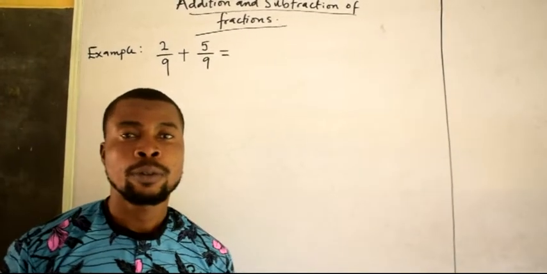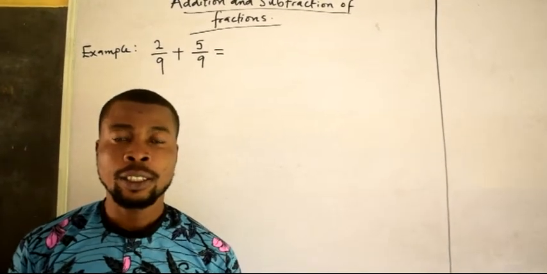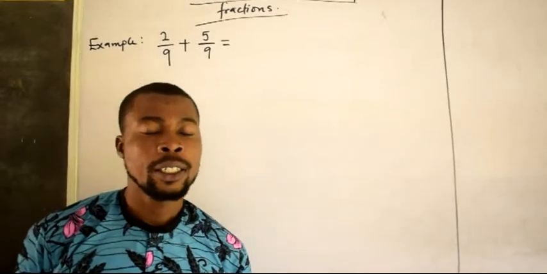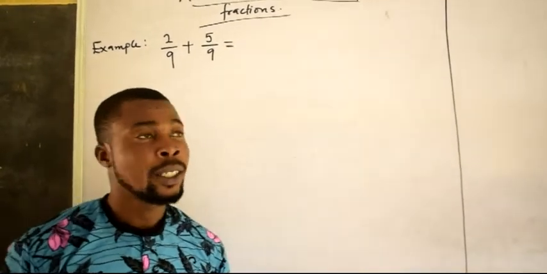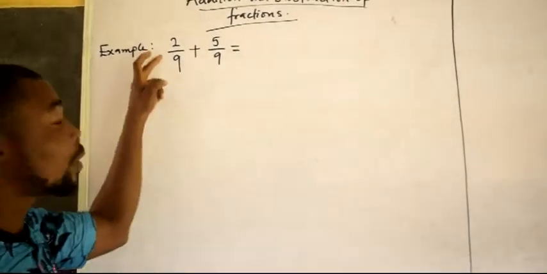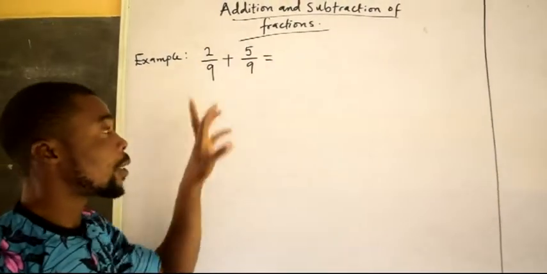Addition and subtraction of fractions. Here are the examples we want to take a look at. The first example is 2 over 9 plus 5 over 9.